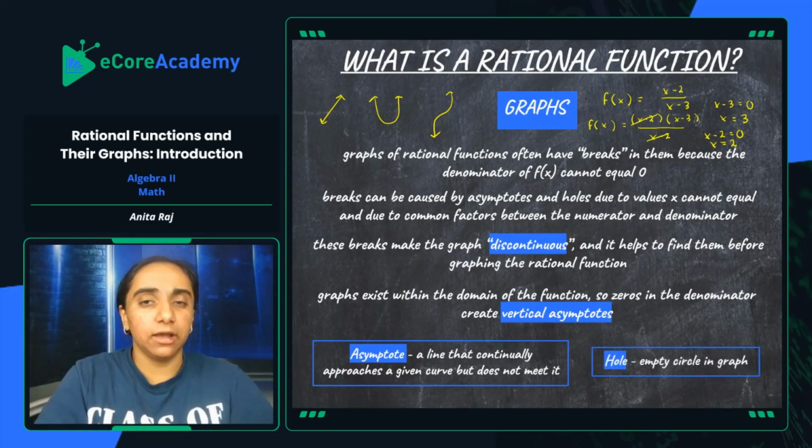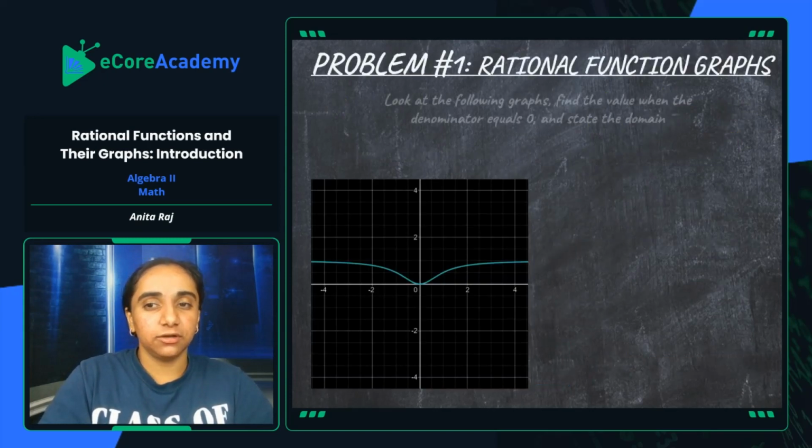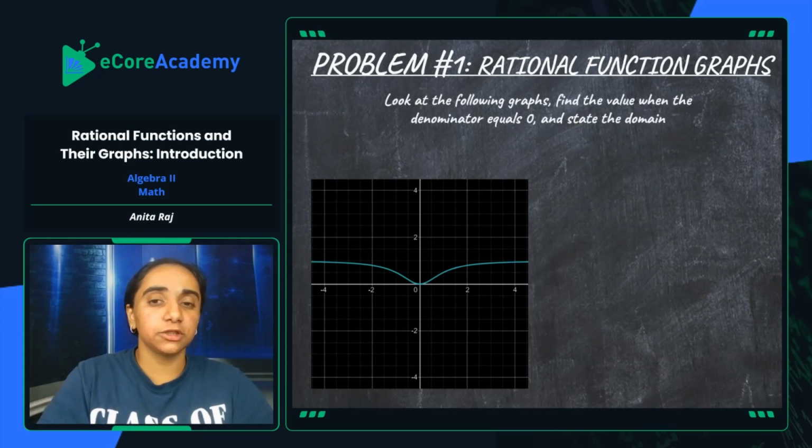And then a hole is just an empty circle in a graph that's caused by a common factor between the numerator and denominator. Okay, we're going to look at some examples now. This is the first of 3. So this is going to be a rational function graph. First we're going to look at the following graphs, find the value when the denominator equals 0, and then we're going to state the domain. And we're going to do the same thing for the next 2 problems as well.